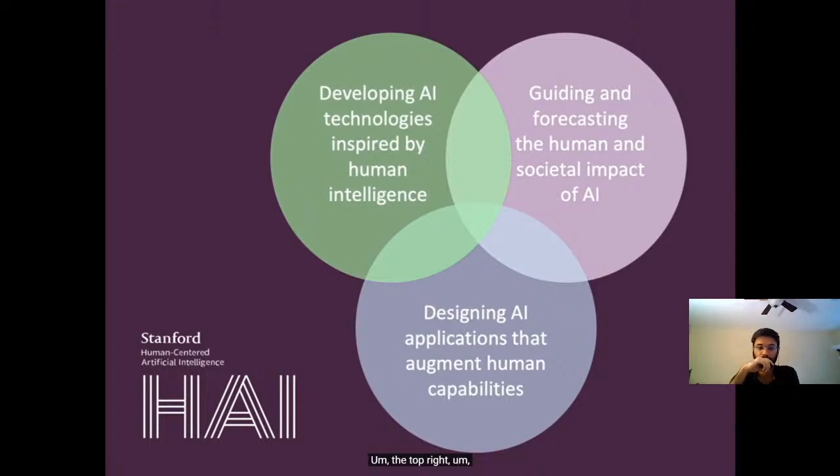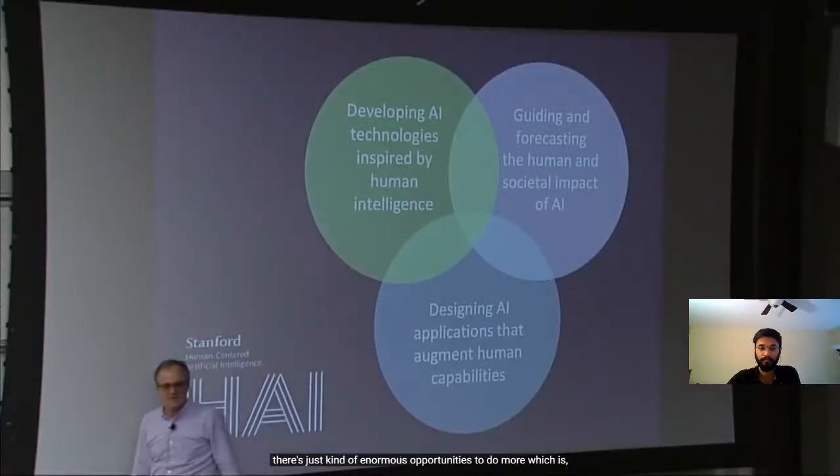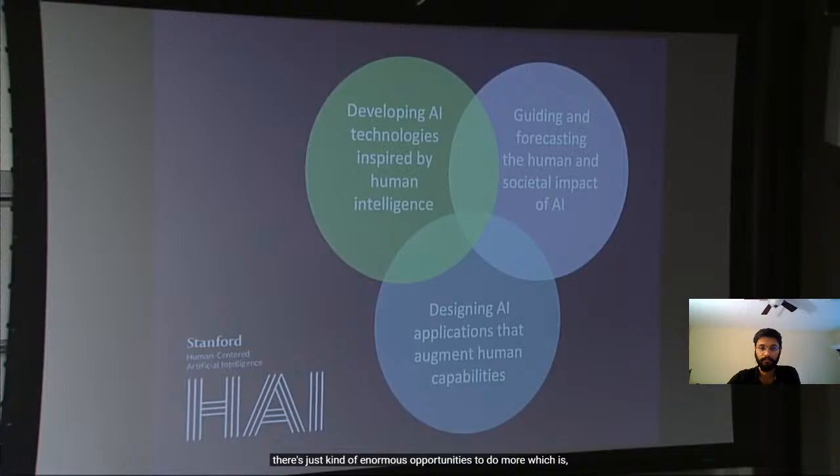The top right is paying much more attention to the human and societal impact of AI. So this is looking at legal issues, economic issues, labor forces, ethics, great power politics, whatever you like. But then down the bottom is something where there seem to be enormous opportunities to do more, which is how can we build technology that actually augments human lives?